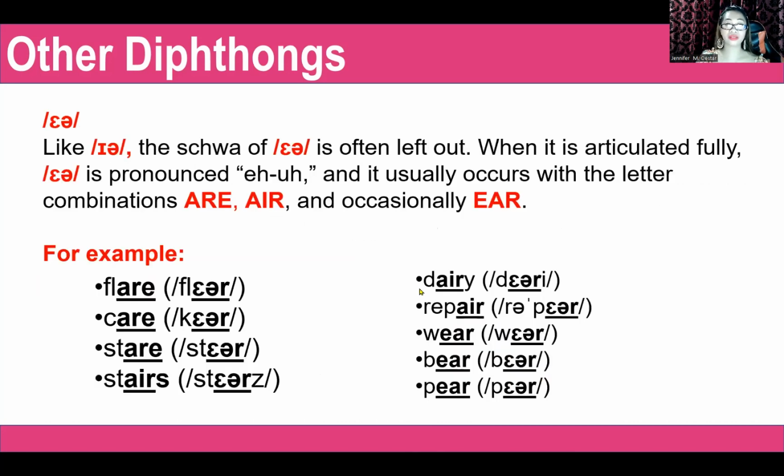Let's now proceed with the other diphthongs. Like this one, the letter E sounds like the inverted letter number 3, and the inverted letter E. The schwa of E-A is often left out. When it is articulated fully, it is pronounced as E, and it usually occurs with the letter combinations A-R-E, A-I-R, and occasionally E-A-R.